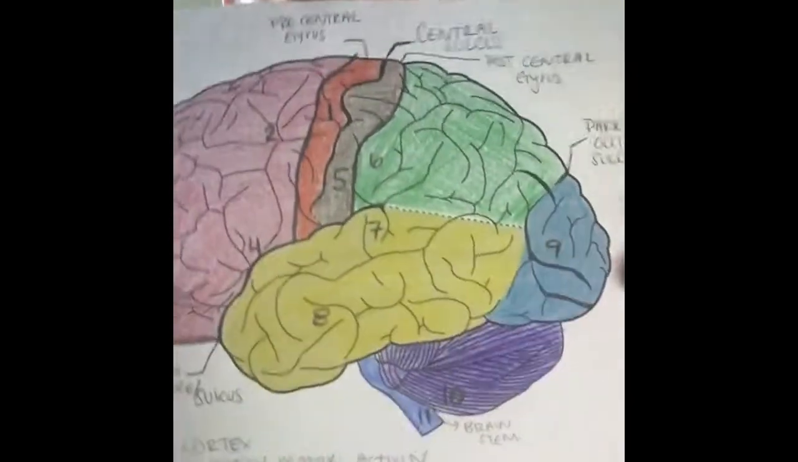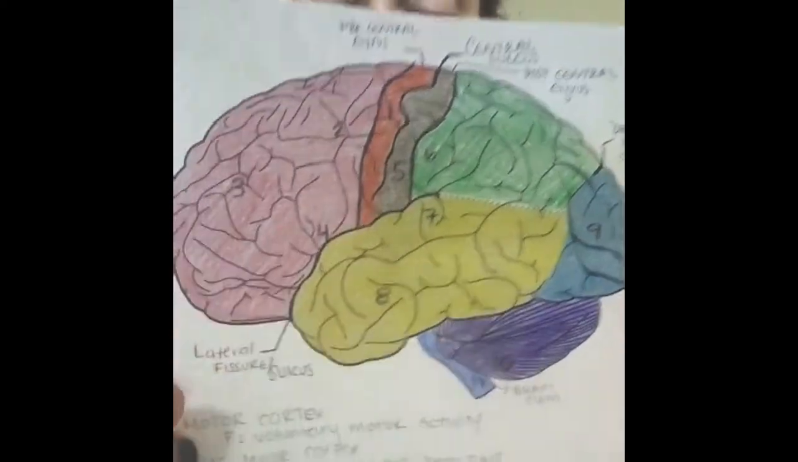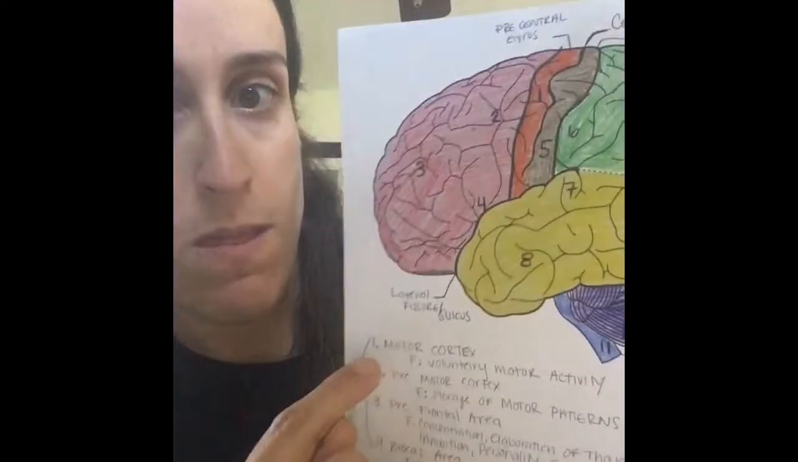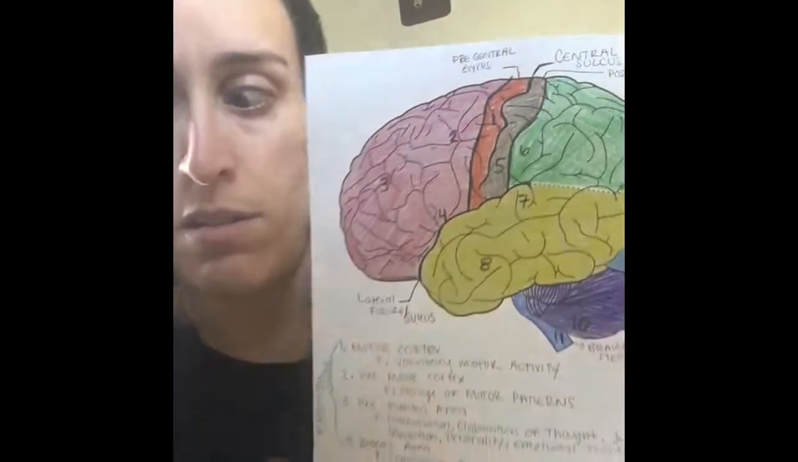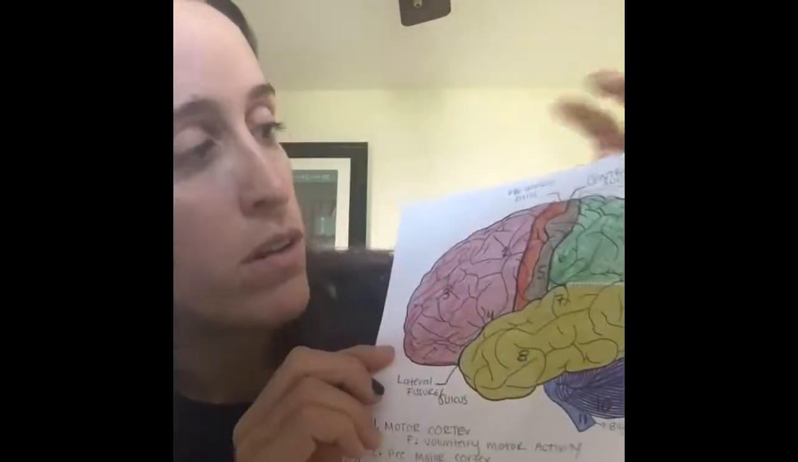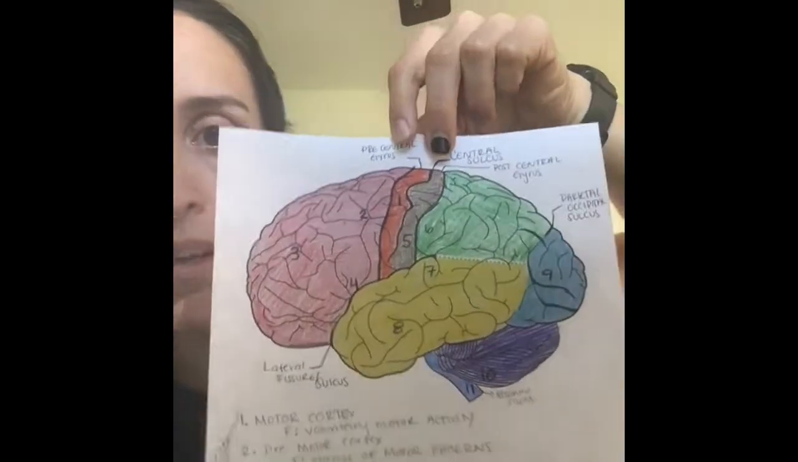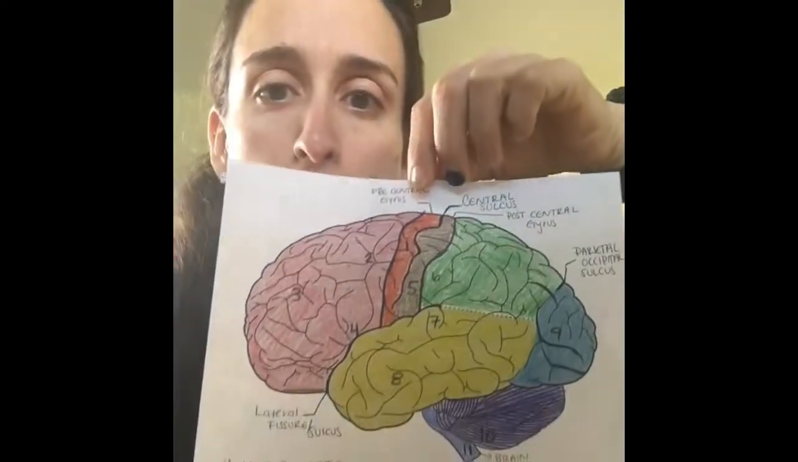A few important landmarks. So if you look closely, we have a central sulcus and then a lateral sulcus. So these separate the lobes. So the lateral sulcus separates the temporal from the frontal, and then the central sulcus separates basically the front from the back.